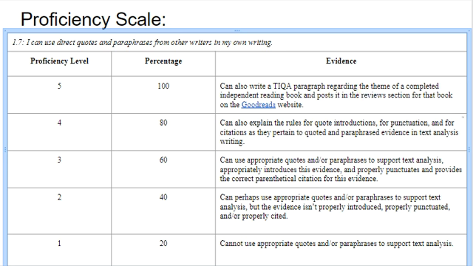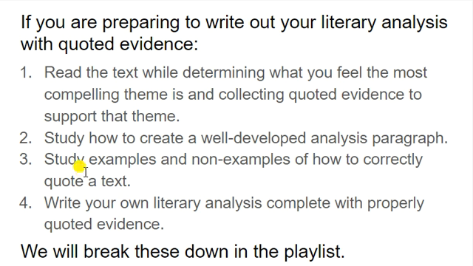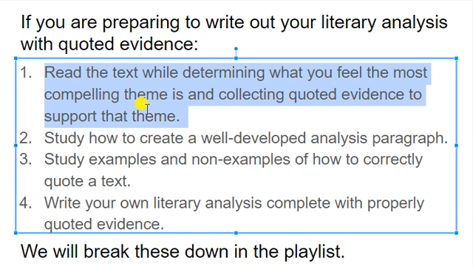All right, so here's a very quick overview of how we're going to accomplish all of this. If you're preparing to write out your literary analysis with quoted evidence, okay, these are the 4 very basic stripped down steps of what we're going to do. Read the text while determining what you feel the most compelling theme is and collecting quoted evidence to support that theme. So you already have experience doing that. We did it first semester, so that's good.